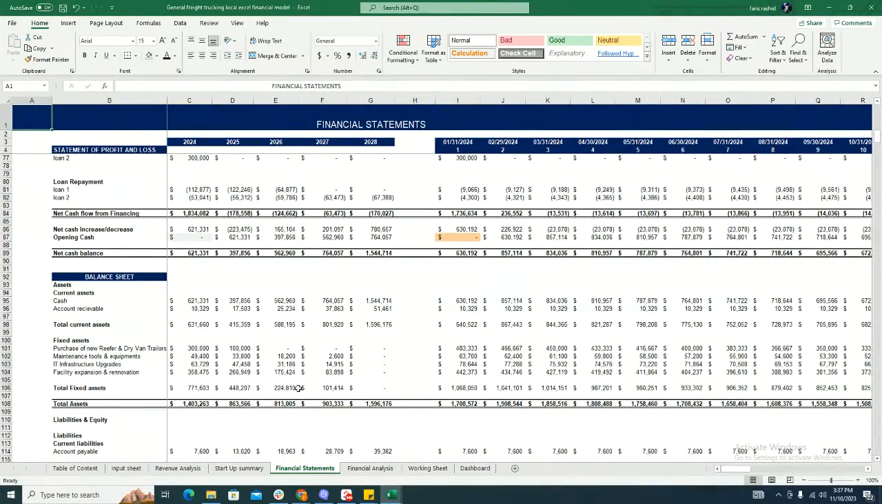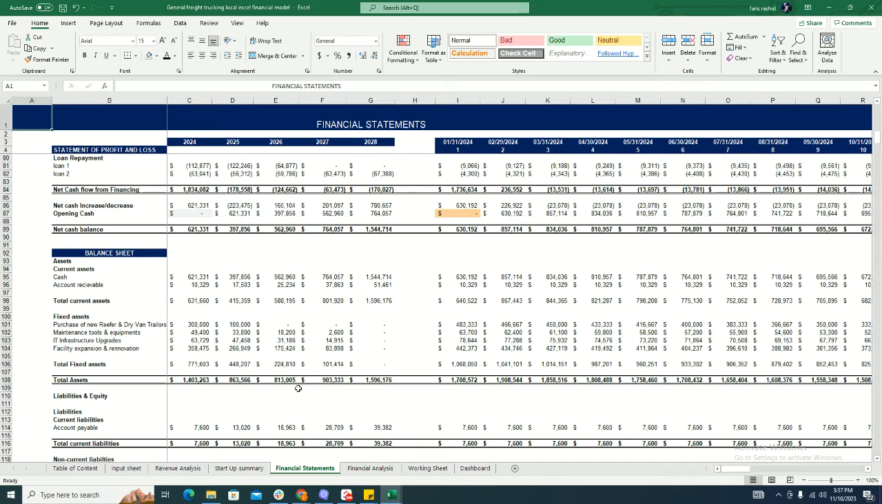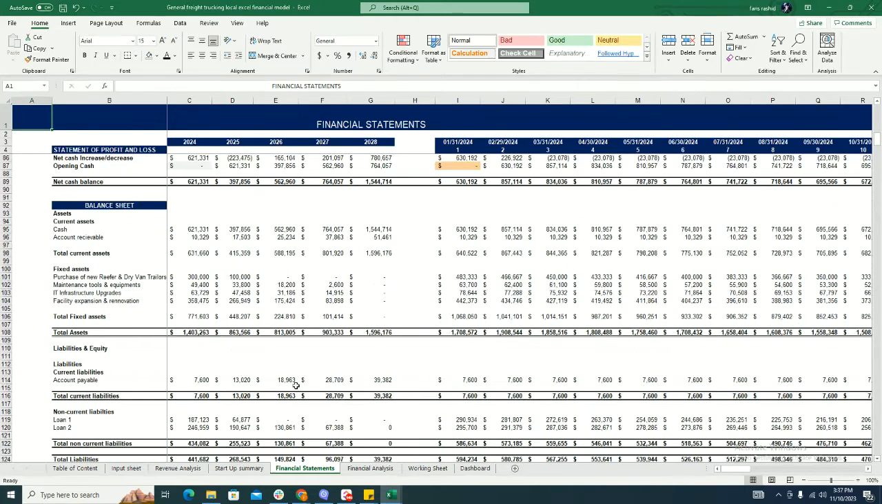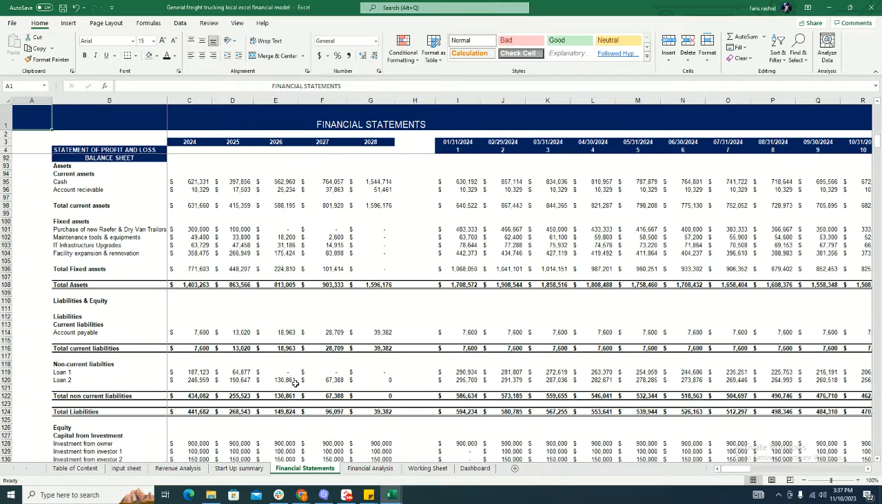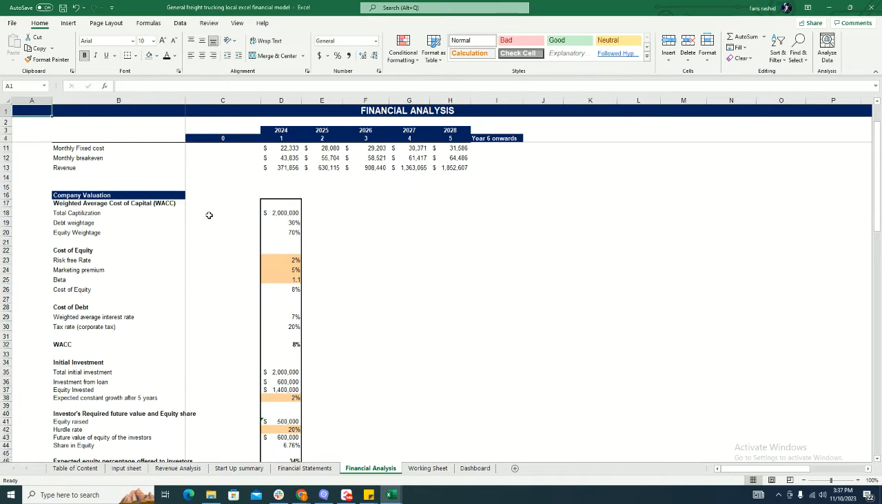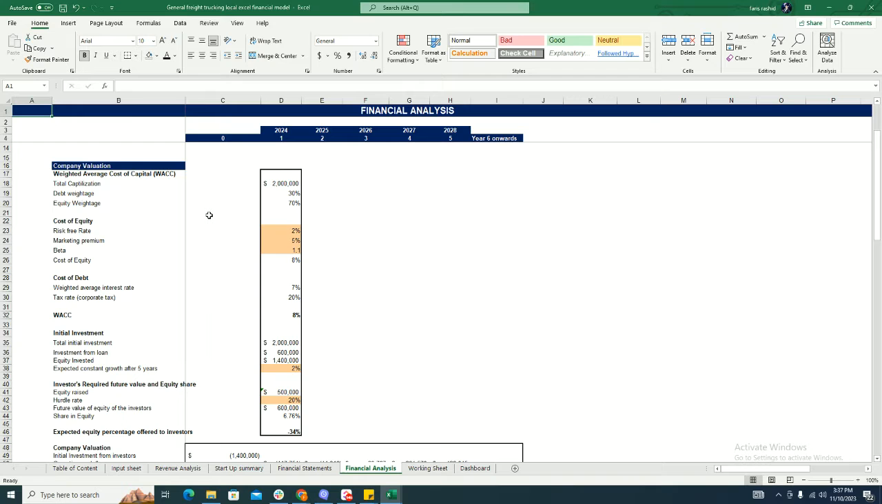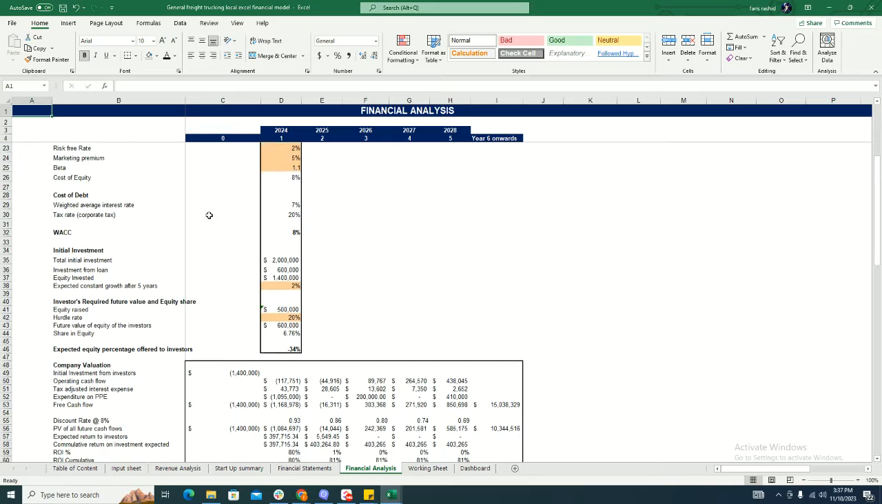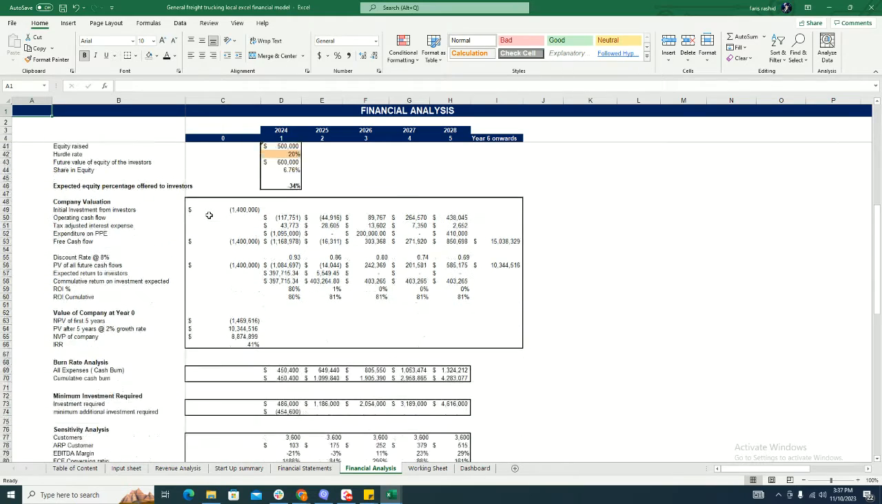The balance sheet basically gives you the company's financial position in terms of its total assets and liabilities and equities, comparing the liabilities and equities with its total assets. Then comes the financial analysis. The financial analysis sheet basically gives you the break-even analysis of the business. Then it gives you the company valuation, which gives you the WACC, weighted average cost of capital of the business. It also gives the expected equity percentage that can be offered to the investors.